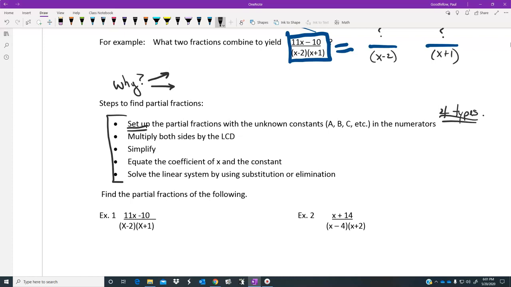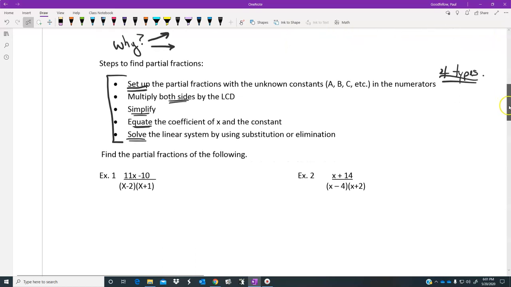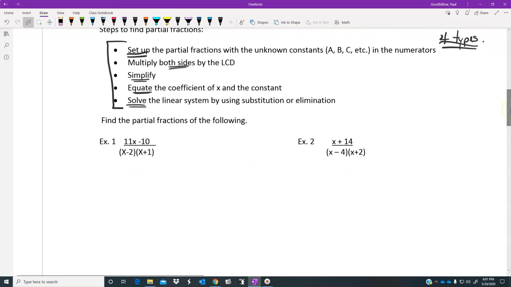Then there's going to be a multiplication on both sides to eliminate the LCD, some simplification that we'll do, some equating, and some solving that's going to be done at the end. Now, I'll go through each one of those steps as I do one of these so that you can see all the different types that are going to be adjusted with those, okay?